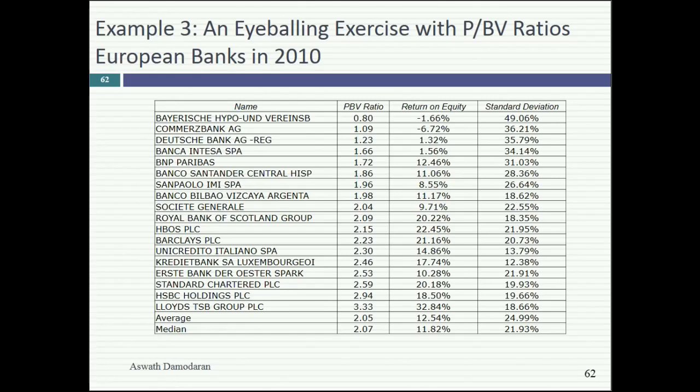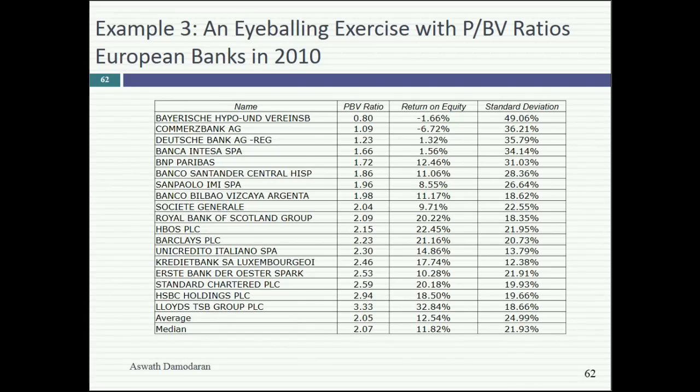So let's see where we are. Up to 2.07, basically Société Générale is the lowest. I'm looking for 11.82%. Okay, BNP Paribas looks like it's higher than 11.82%. And I'm looking for a standard deviation less than 21.93%. Unfortunately, Paribas, even though it has a lower price to book and a higher return on equity, has a standard deviation that's higher. I have some really bad news. In this sector, nothing passes my cheapness test. You see what I mean by nothing?